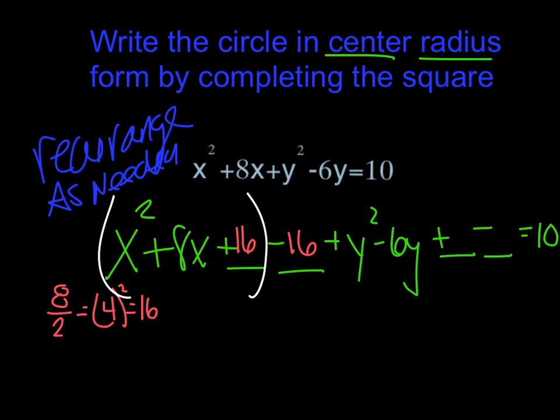Now I'm going to do the same thing with my y value. I'm going to take my b value, which is negative 6, cut it in half. I get negative 3, wrap it up, square it, and I get 9. So I'm going to add 9 and subtract 9, but again I'm going to take the first 3 terms, wrap them up, because those are the ones that should factor nicely.